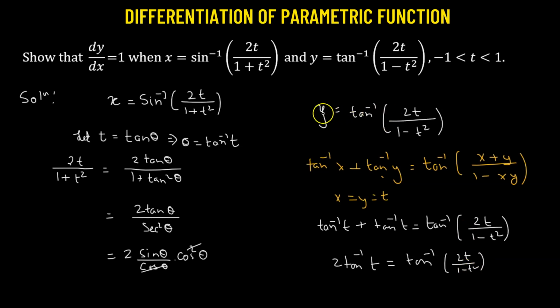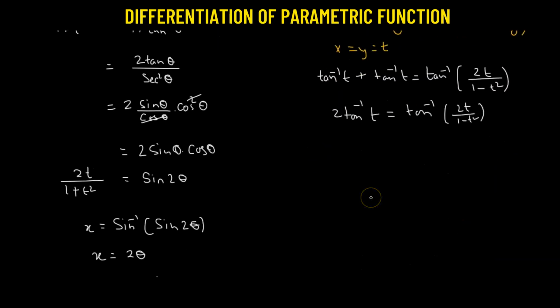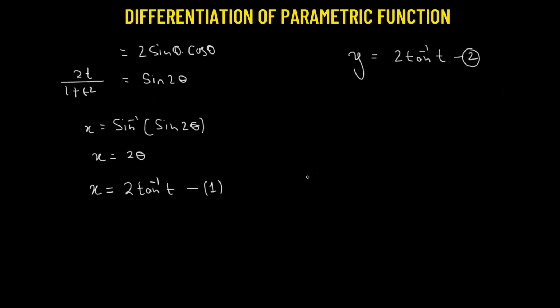So in a sense, we can say that y is actually 2 times tangent inverse of t. We have also obtained a simplified form of our function y, which is given by 2 times tangent inverse of t. We're going to label this as equation number 2. So we have obtained x equals 2 times tangent inverse of t and y is 2 times tangent inverse of t. Now we'll find the derivative of x with respect to t. We'll use equation number 1 here. The derivative of x with respect to t is 2 times the derivative with respect to t of tangent inverse of t.